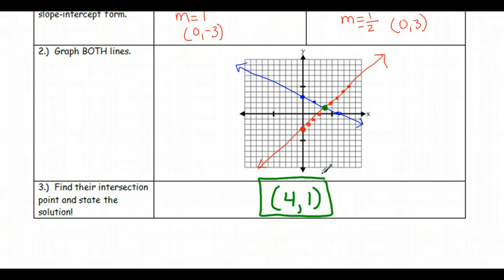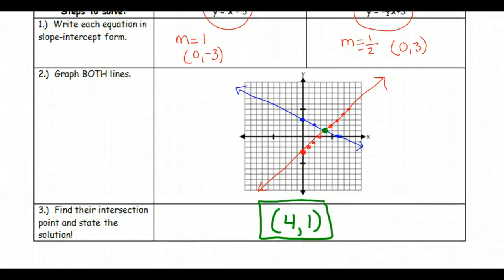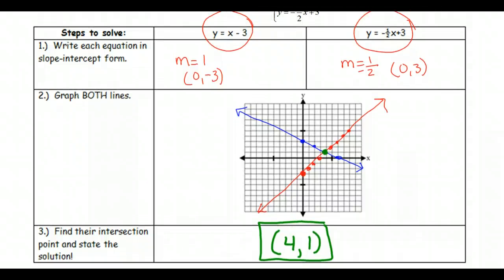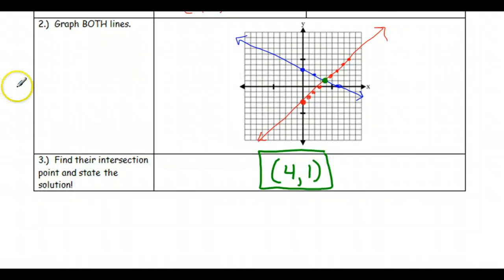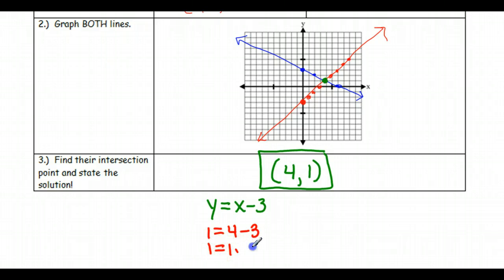Now we can check our solution and make sure we're right by plugging it back into the original equations. So the first equation is y equals x minus 3. So we're going to take 4, 1 and plug it in. So y is 1, x is 4, and we need to know that 4 minus 3 equals 1, and it does.